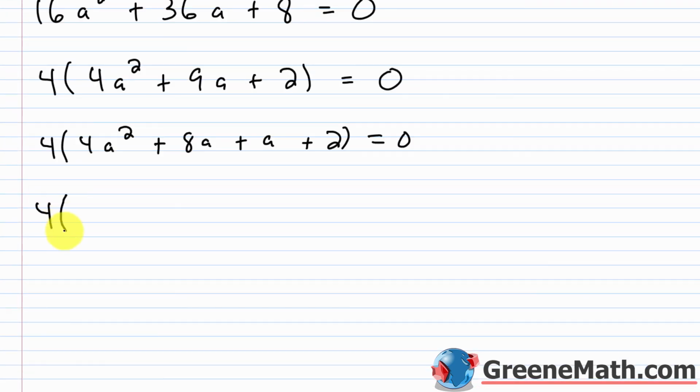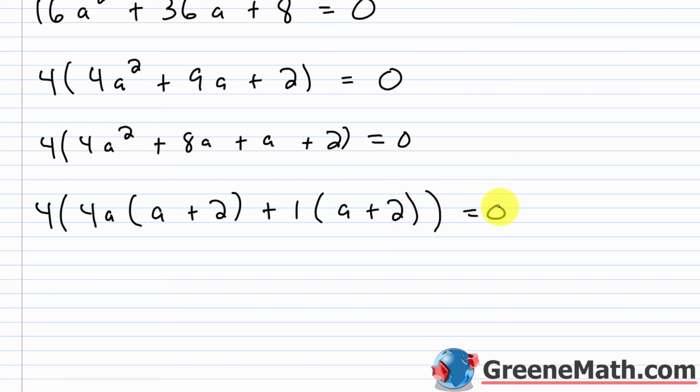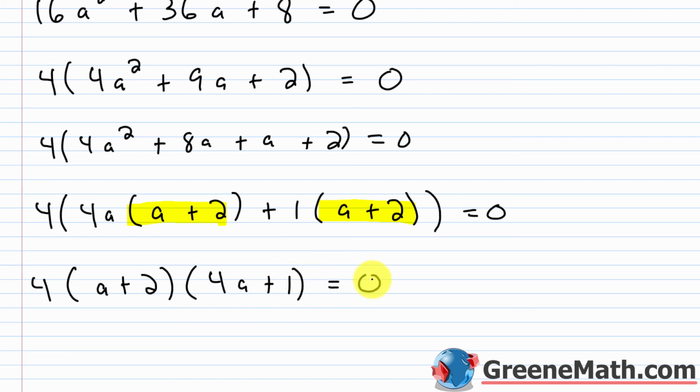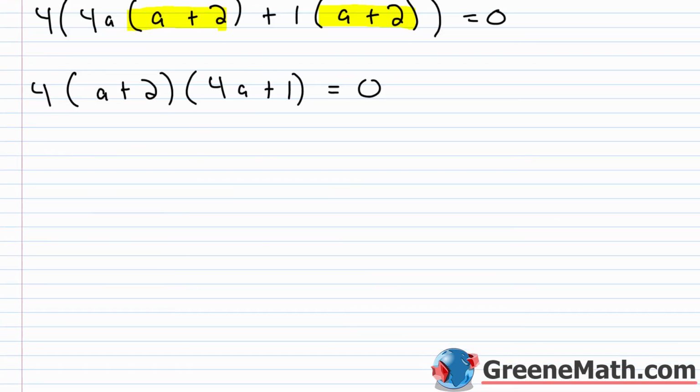So I'd write 4. In the first group, I could pull out a 4a. What would that leave me with? A plus 2. In the second group, I just pull out a 1, and that would leave me with a plus 2. Then this equals 0. Now I'm going to factor out the common binomial factor, and that's this a plus 2 here. If I pull that out, I'd have the quantity a plus 2 times 4a plus 1. So now, in factored form, I have 4 times the quantity a plus 2 times the quantity 4a plus 1, and this equals 0.